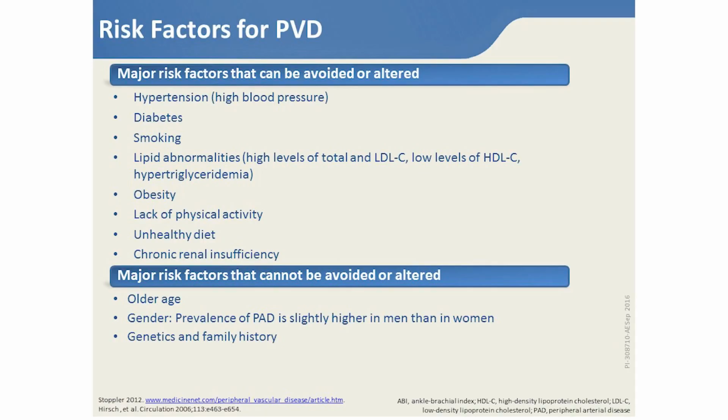The major risk factors which are modifiable include history of diabetes and smoking, and also history of hypertension, high cholesterol, lack of physical activity, obesity, unhealthy diet, chronic renal impairment. All of these conditions can also contribute to development and progression of peripheral vascular disease. The risk factors which are non-modifiable include age, gender. We know well that peripheral vascular disease is more common in men than women, and finally family history and genetic predisposition.